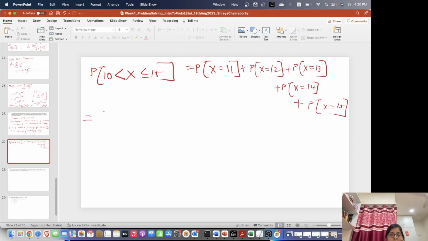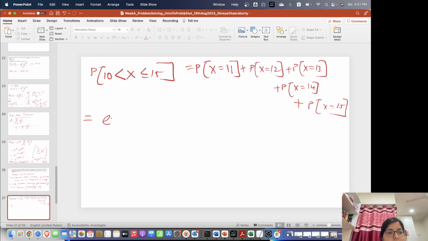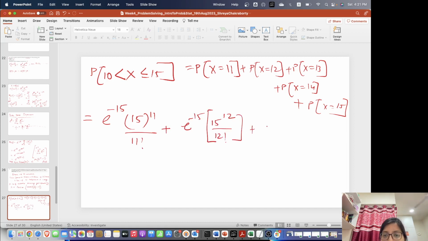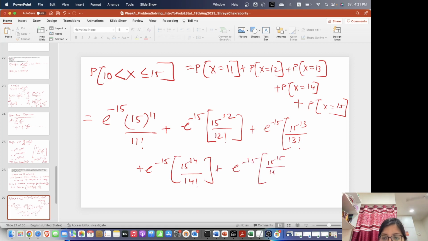So this will be e to the power minus lambda, we have to write the PDF, where lambda is 15. So 15 to the power 11 by 11 factorial plus e to the power minus 15, 15 to the power 12 by 12 factorial, plus e to the power minus 15, 15 to the power 13 by 13 factorial, plus e to the power minus 15, 15 to the power 14 by 14 factorial, plus e to the power minus 15, 15 to the power 15 by 15 factorial. And whatever we get, that will be the value.